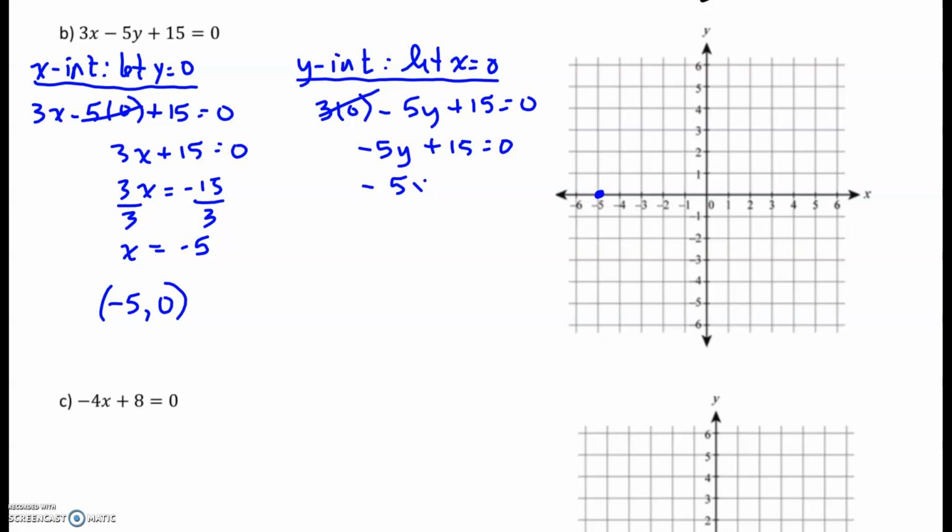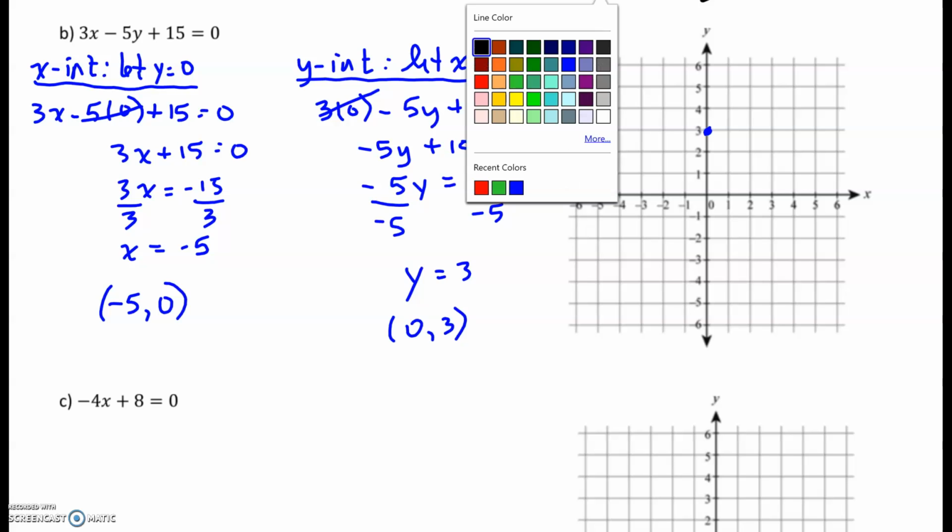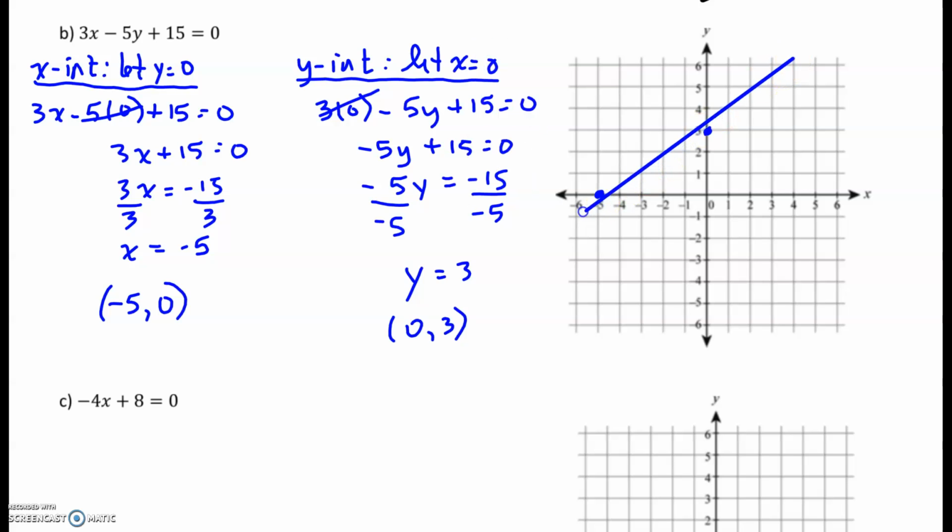I'll subtract 15 from both sides. So that's negative 5y equals negative 15. Divide by negative 5, and y equals 3. And then we'll write that as an ordered pair, 0, 3. Plot our point. Draw our line. We're going to make sure we go from one side of the graph to the other. Okay, I'll just straighten it out, make sure it goes through the points, put arrows on the ends, and label with our equation, which is 3x minus 5y plus 15 equals 0.